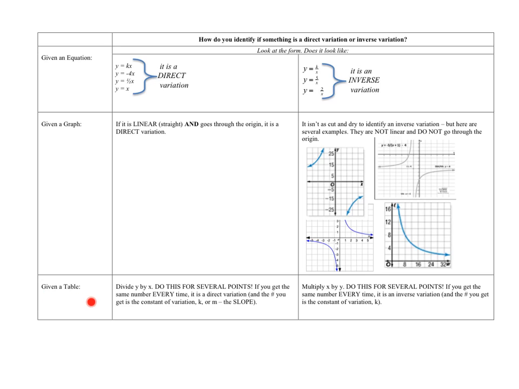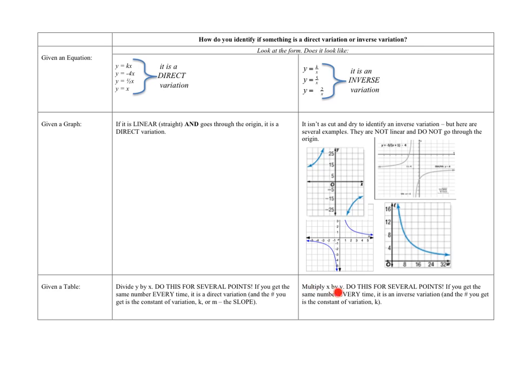So now if you're given a table, if you're asked to identify if a table is a direct variation or an inverse variation, what you do is you see if you can find a constant, right? So you divide y by x, and you do this for all of the points, for many, many points. And if you get the same number every time by dividing y by x, guess what? In a table, you have a direct variation.